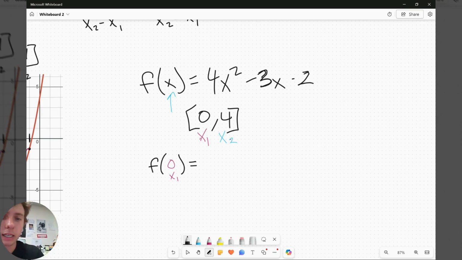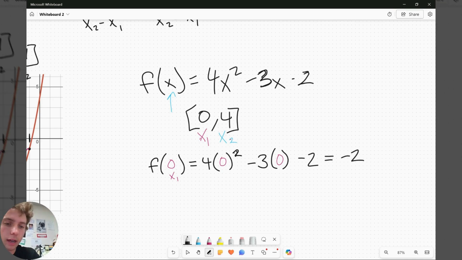So I'm going to replace each of the x's in the function I was given with 0. So instead of x squared, I have 0 squared. Instead of minus 3x, I have minus 3 times 0, right? The x goes away, and now there's a 0 in its spot. From there, you could type that into your calculator, into Desmos, and get a value of negative 2.